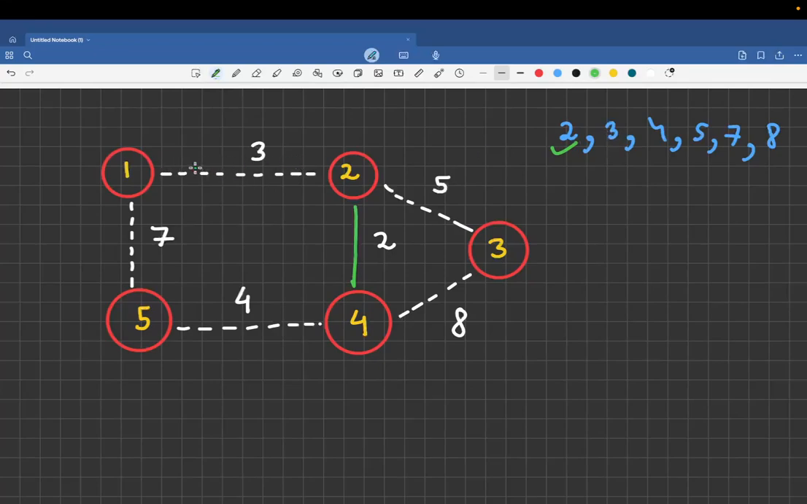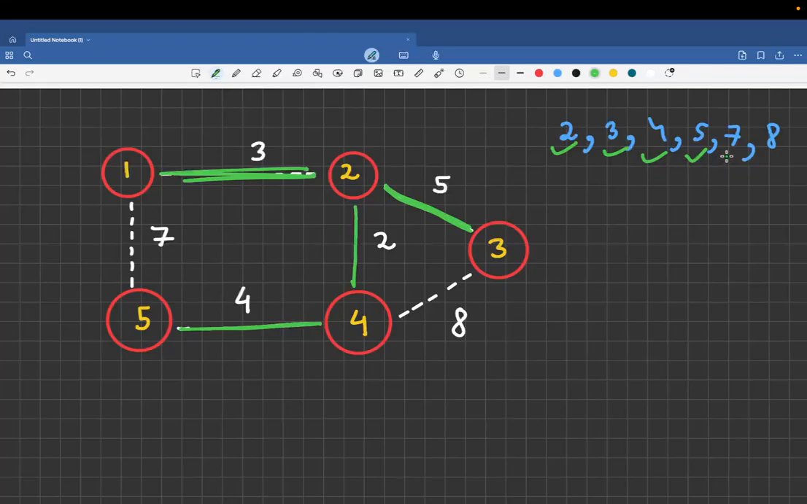I will try to connect this edge, and you can simply see while connecting this edge, I am not forming the cycle. So I will connect this particular edge as well. Then with weight 4, if I connect this particular edge as well, I won't be forming any cycle. So I will connect this particular edge as well. Then with weight 5, again there is no cycle formed, and definitely I can take this particular edge as well.